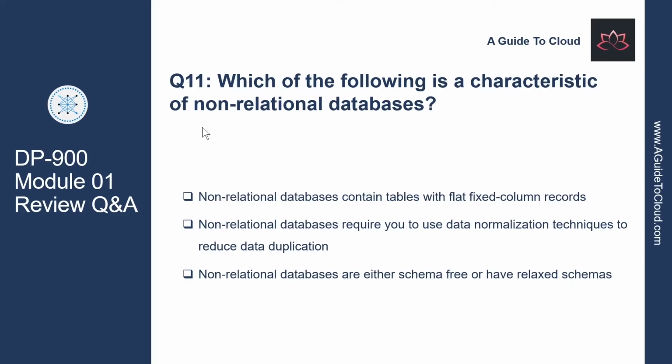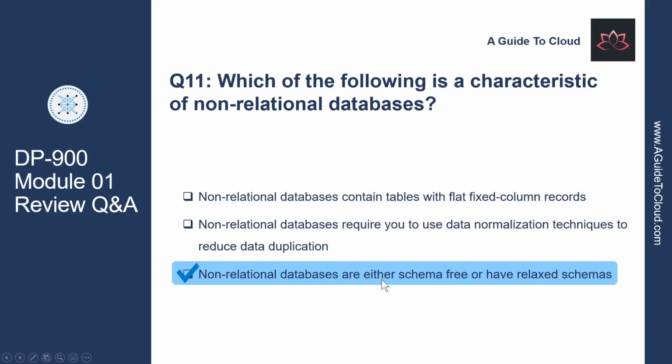Which of the following is a characteristic of non-relational databases? Is it that non-relational databases contain tables with flat fixed-column records? No. Is it that non-relational databases require you to use data normalization techniques to reduce data duplication? No. So the correct answer is non-relational databases are either schema-free or have relaxed schemas. Each entity in a non-relational database only has the fields it needs, and these fields can vary between different entities.